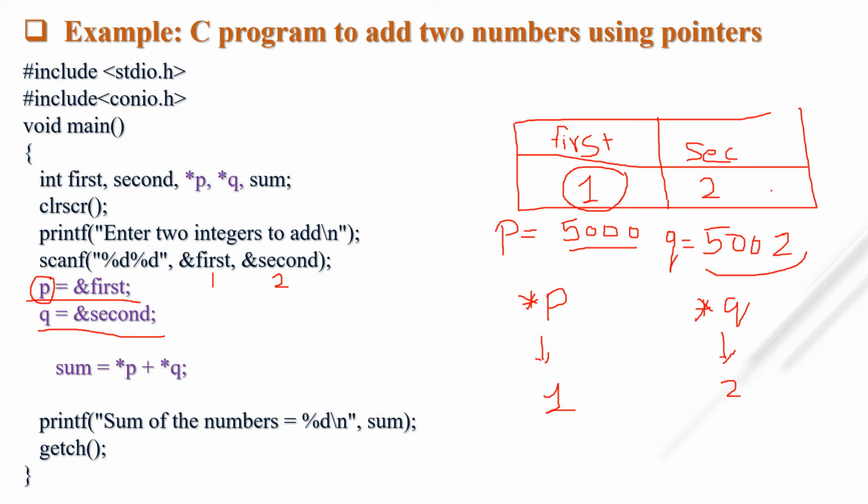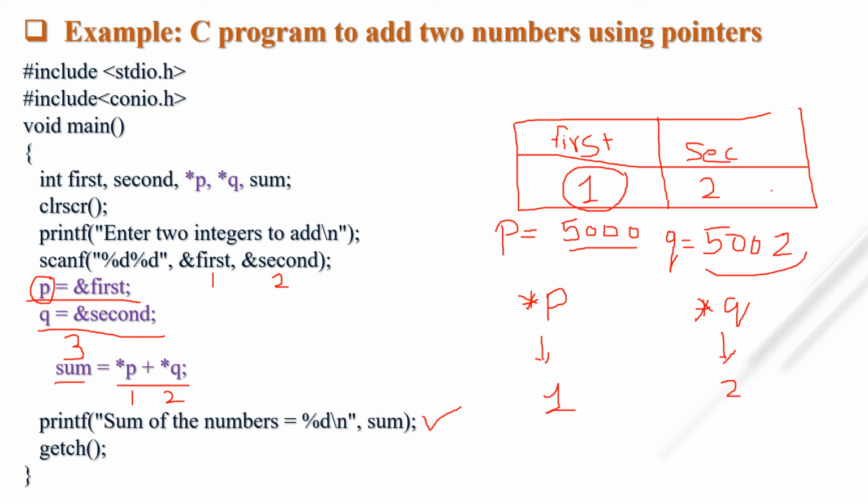Okay, so what I simply do, I take one variable, it is sum, and I write star p plus star q, because star p gives the number 1, star q gives the number 2. Then the sum contains the addition of two pointers, that is 3. Then I simply print sum.